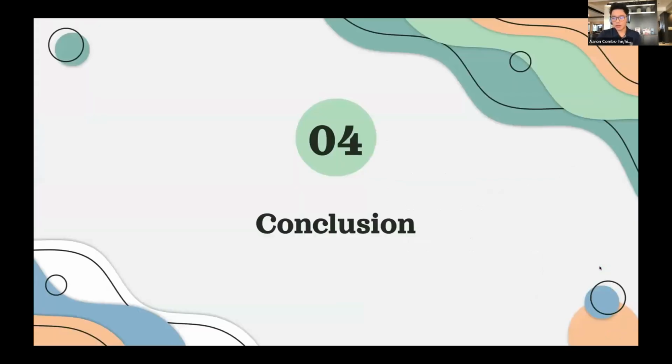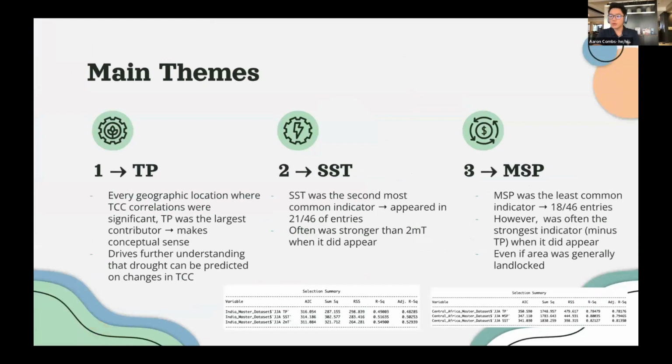And here, on to our conclusion. Ultimately, we identified a few key themes in our data. First of all, total precipitation was overwhelmingly dominating in our results. It was consistently the largest contributor in every single geographic location and temporal timescale we conducted multiple linear regression on, had total precipitation as a significant factor.